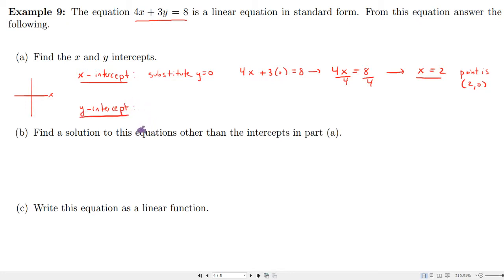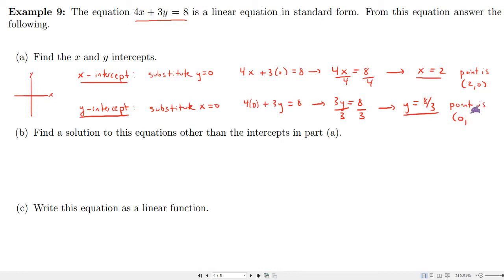Okay? And then the y-intercept. Now if you're just saying the b value, then that would just be the y coordinate, right? But here we're substituting x equals 0, because if you're trying to find where the line hits the y-axis, anything on the y-axis, that's where the x coordinate is actually 0, right? So we substitute that in, and we'll have 4 times 0, which gives us 0, plus 3y equals 8. So we have 3y equals 8. Then we divide both sides by 3, and so y is equal to 8/3. And so the y-intercept is the point 0, 8/3.